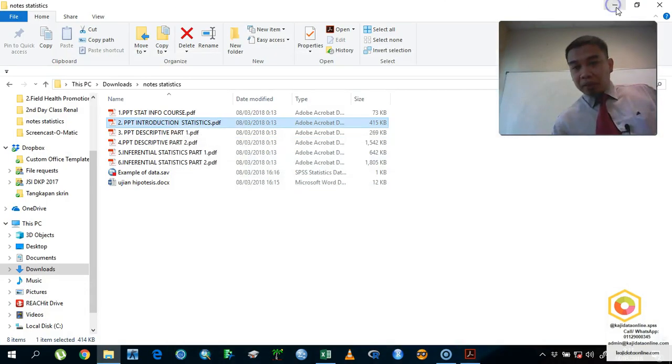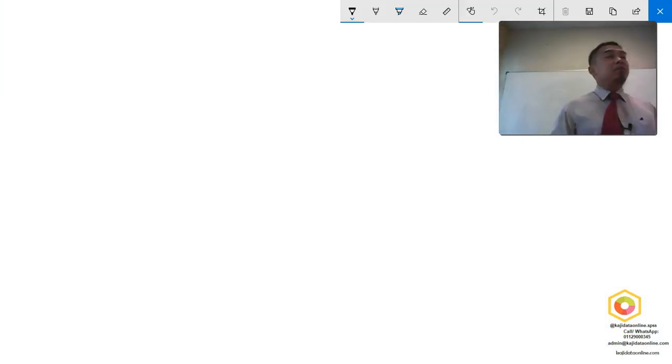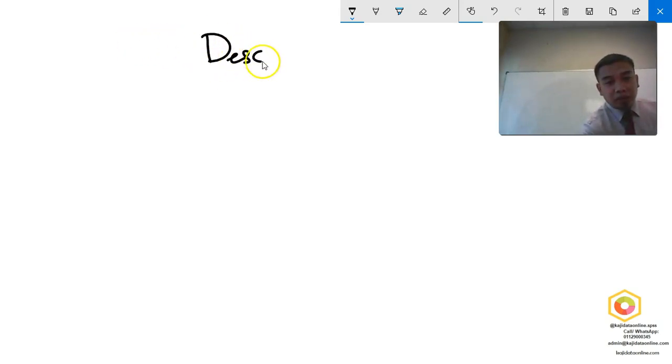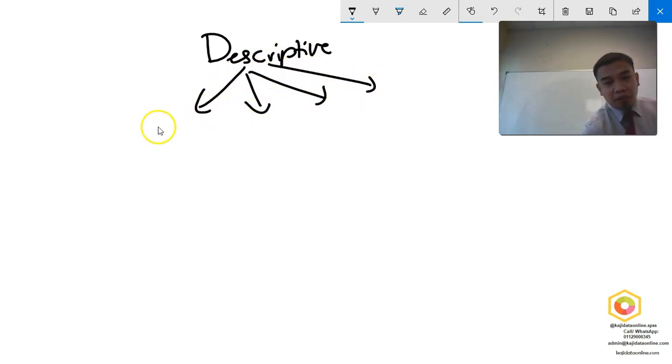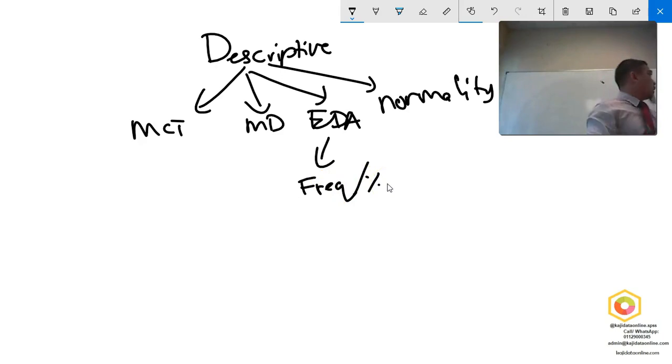Okay, now I think I'll move on with my own slide. My own slide is just a blank sheet, like this. So now I'm going to explain to you about descriptive statistics. The first thing I need you to understand is that descriptive statistics are divided into important elements that I'm going to share with you. The first one is the MCT, the next one is the MD, the next one is the EDA, the next one is the normality. Okay, the normality. So for the EDA here, I'm going to just explain that it is about frequency and percentage. That's all. Okay, understand?